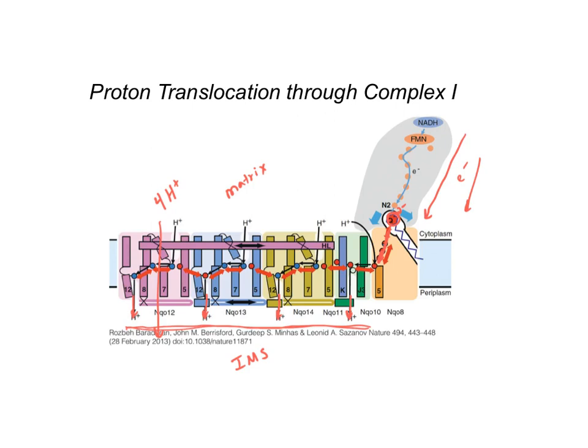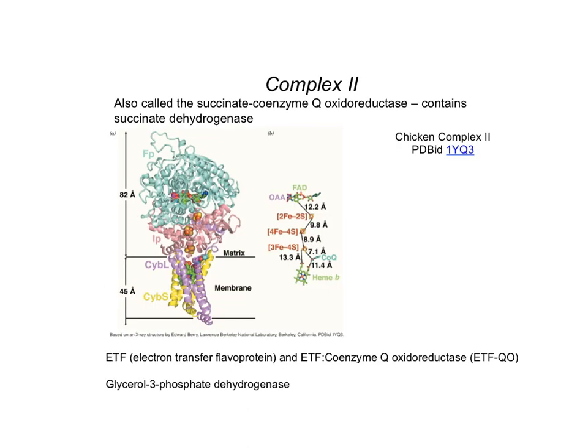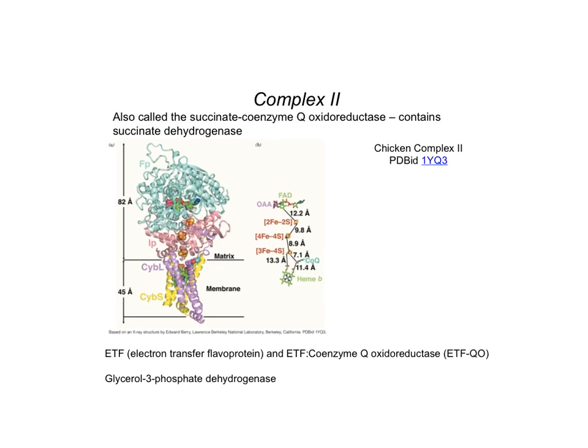Who comes next? Probably complex 2. Okay, so complex 2 we have actually already talked about before. Complex 2 is the other component to the succinate dehydrogenase that we talked about in the citric acid cycle, right? So what did succinate dehydrogenase do? It took succinate, and in the citric acid cycle, what did it turn it into?